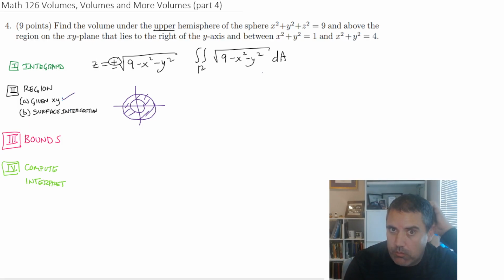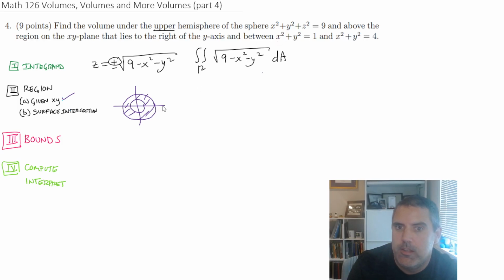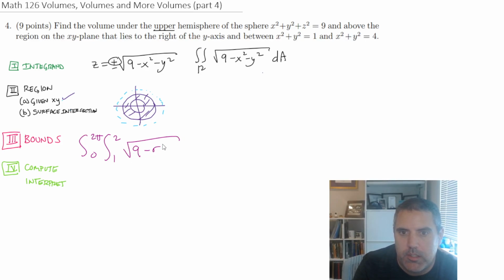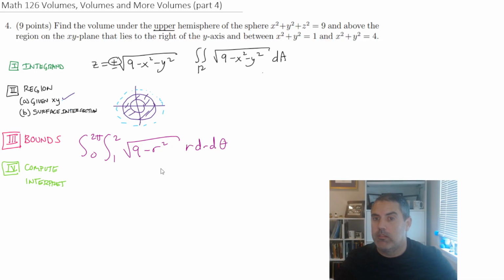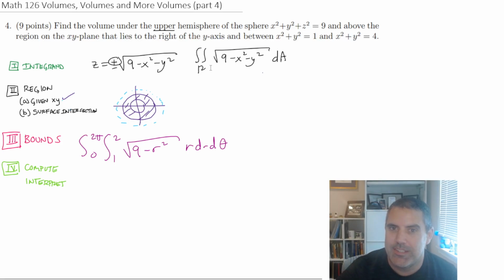We could ask the question of when does the surface hit the ground, and that's at radius 3, but that's beyond what the question's asking. Now we set up the bounds: 0 to 2 pi, the integral from 1 to 2, it's a circle of radius 2, square root of 9 minus r squared, r dr d theta. Quick, done. These are not as bad as they initially seem.